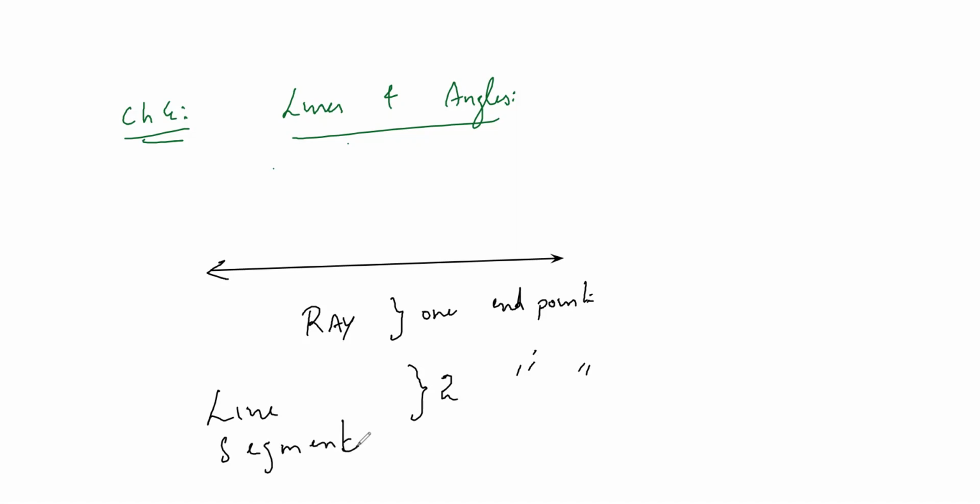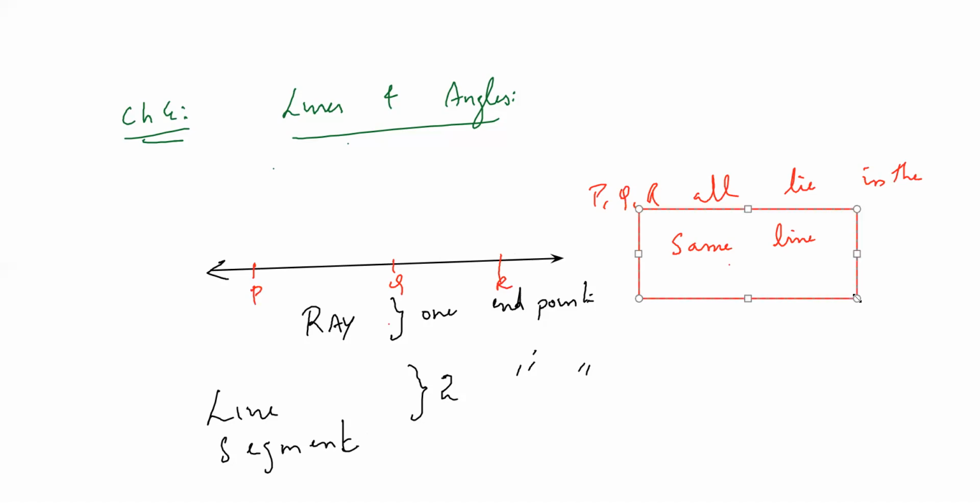Okay. Then there is something called collinear and non-collinear points. For example, I'll mark in this diagram only. P, Q, and R. Correct? P, Q, and R all lie in the same plane or in the same line segment or line, whatever it is. So if they all lie in the same line, and this is the keyword here, same line, then it is collinear.